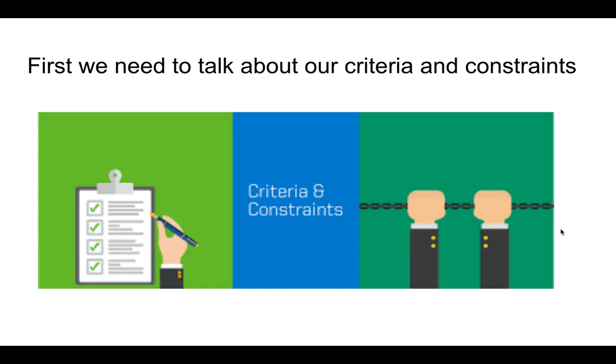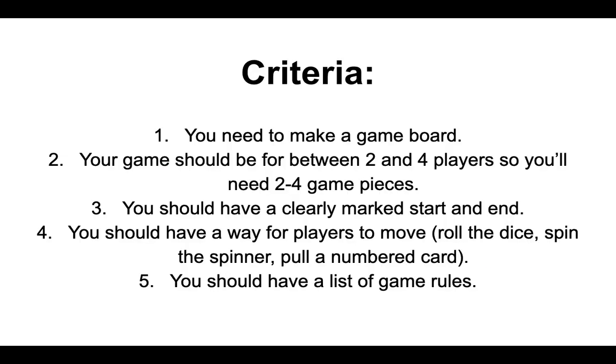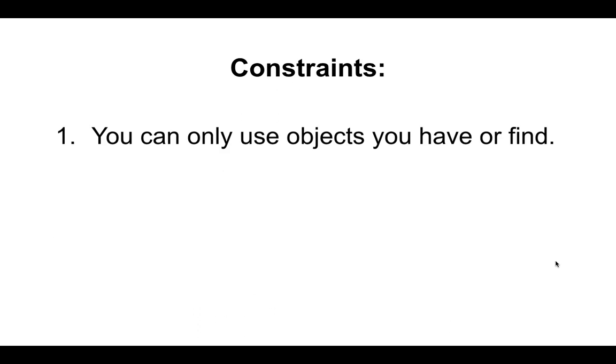The first thing we need to talk about is our criteria and constraints. Criteria for this design challenge is you'll need to make a game board. Your game should be between 2 and 4 players, so you'll need 2 to 4 game pieces. You should have a clearly marked start and an end. You should have a way for players to move, either rolling the dice, spinning the spinner, pulling a numbered card, and you do need a list of your game rules. The only constraint for this design challenge is that you can only use objects that you have or objects that you find. You cannot buy anything new for this project.